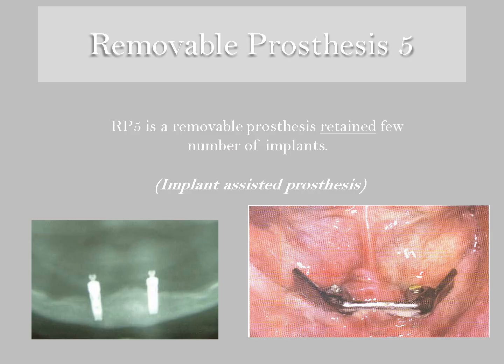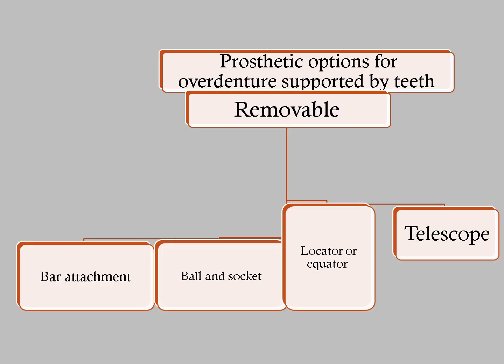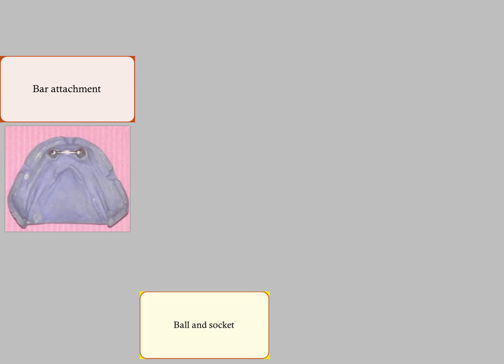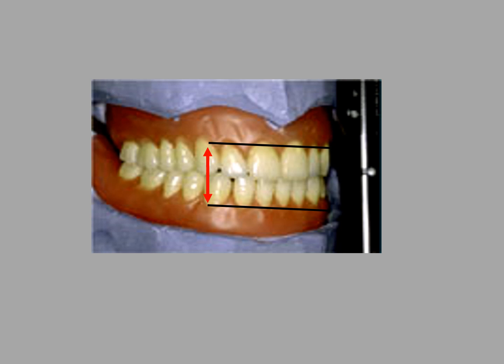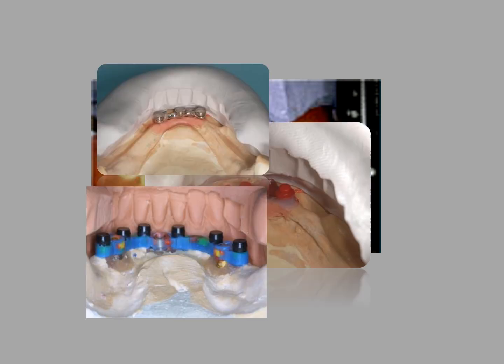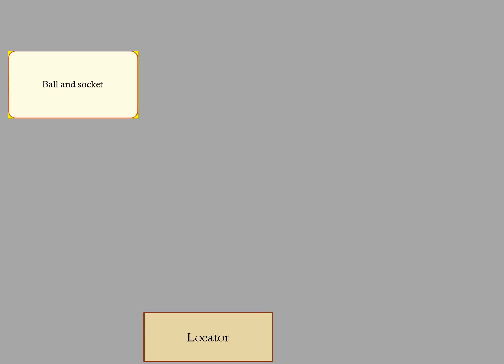Okay. What about RP4 and RP5? What about RP5 mainly, overdenture? We have a lot of attachments for it: ball attachments, ball and socket, locator, and equator. This is the shape of the ball and socket, and the equator. According to the prosthetic space or inter-arch space, we are going to choose the type of attachment.